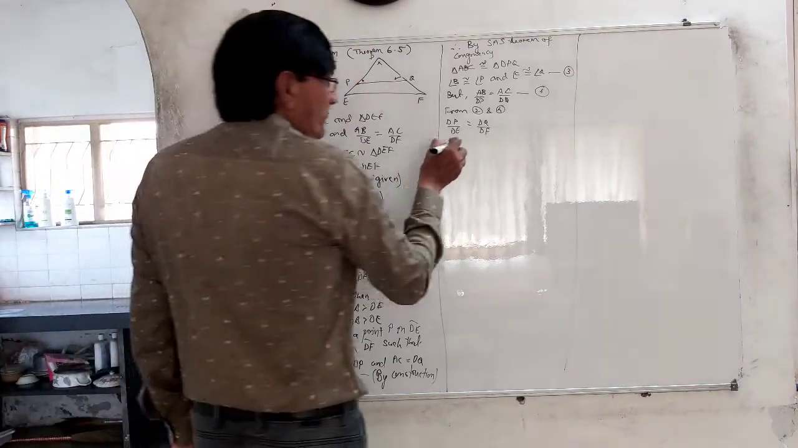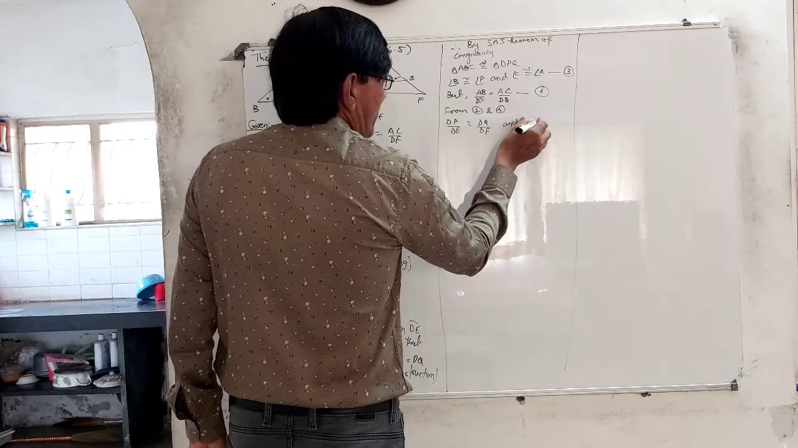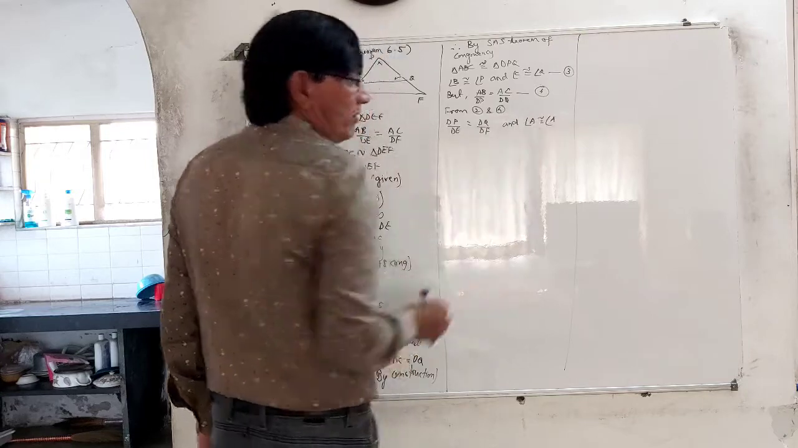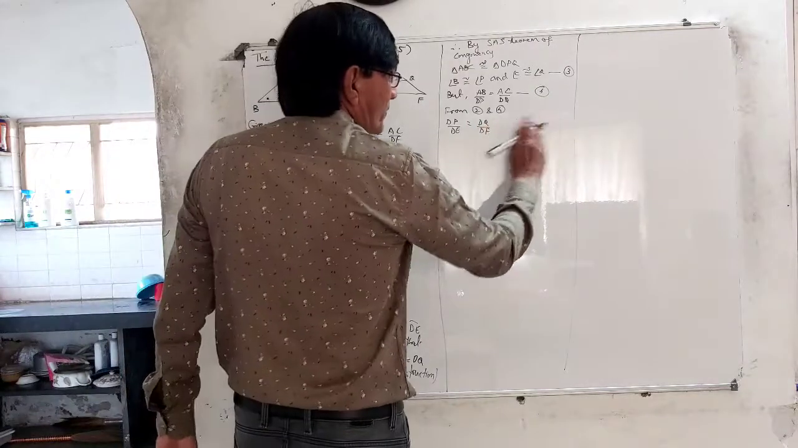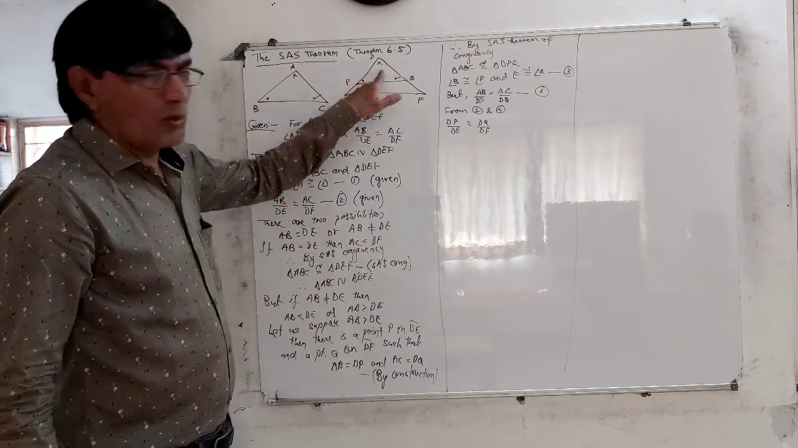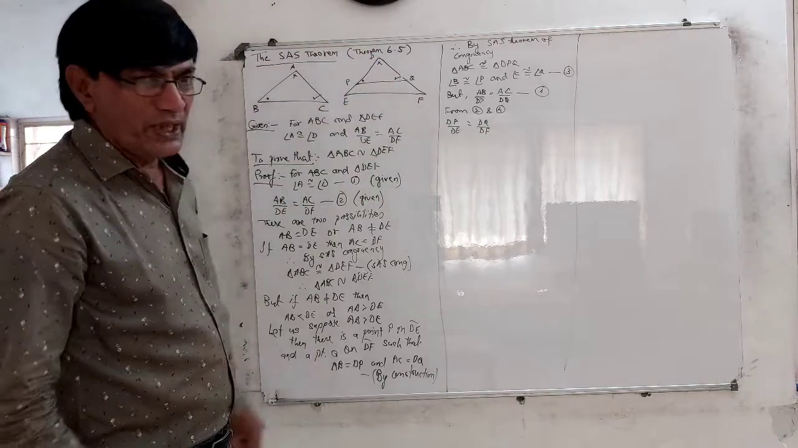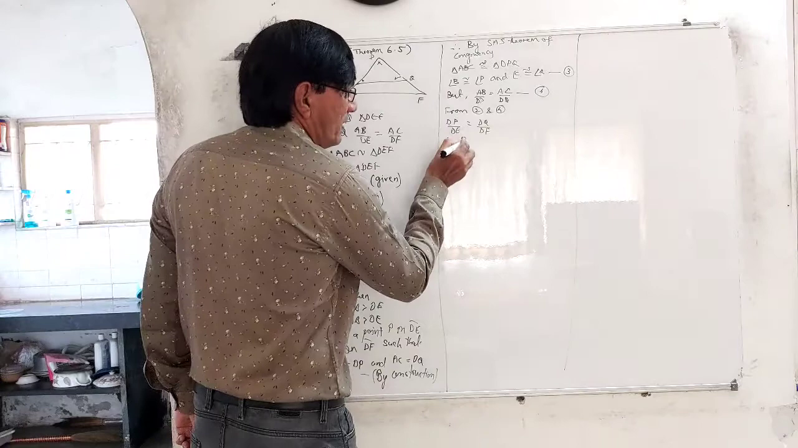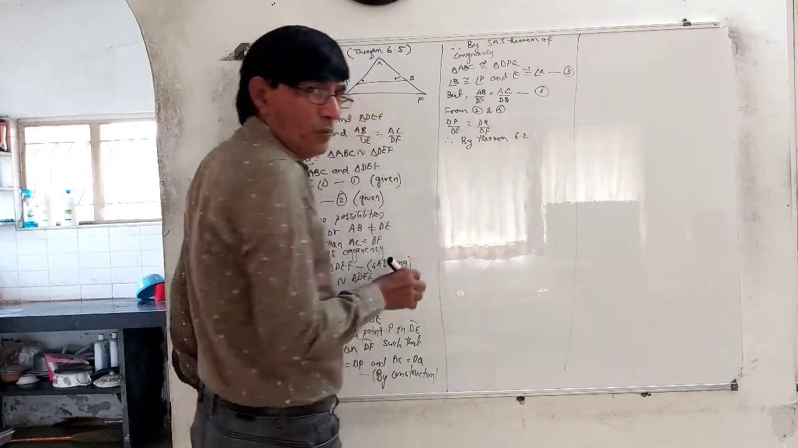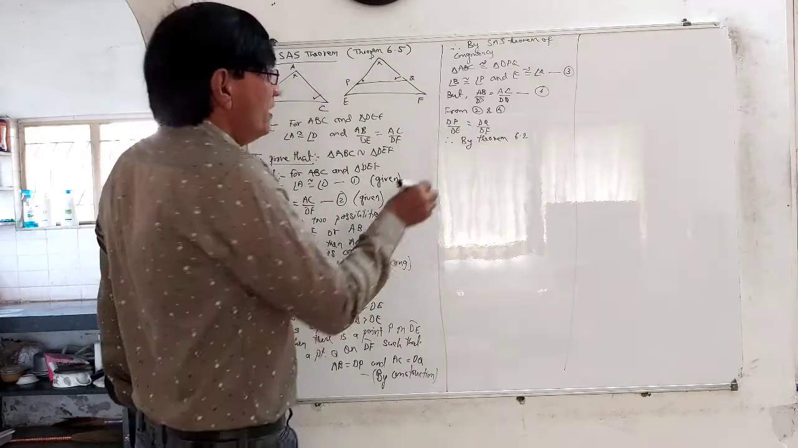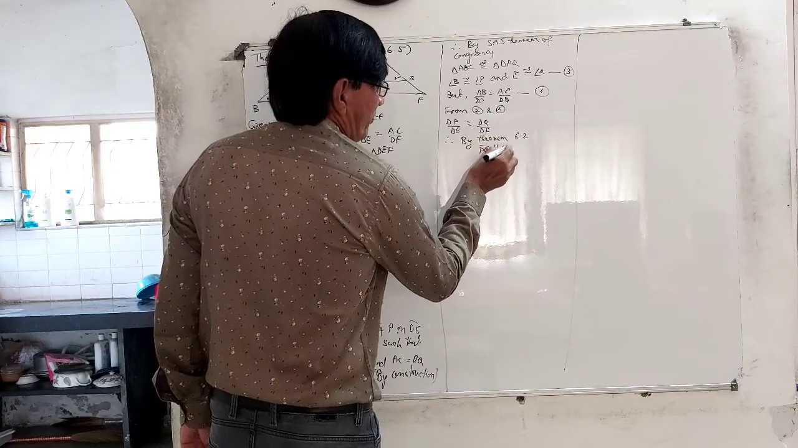Also, angle A is congruent to angle A, which is the common angle. There is no need to write this, because it is only a common angle. So DP upon DE is DQ upon DF. Therefore, by theorem 6.2, the converse of 6.1, we can say that PQ is parallel to EF.